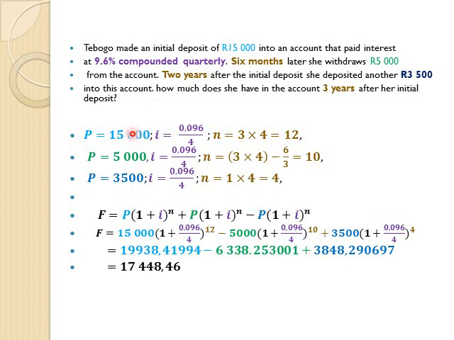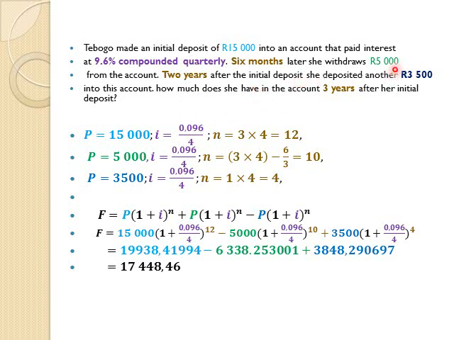Right, so we started off, invested 15,000. That must be for the whole time period, which is 3 years. It's compounded quarterly, so 3 times 4. So I'm going to receive interest 12 times in that period. Right? My 9.6%, 9.6 divided by 100 gives me 0.096, compounded quarterly, divided by 4.